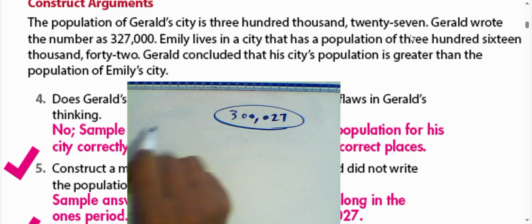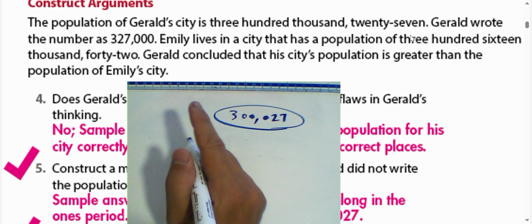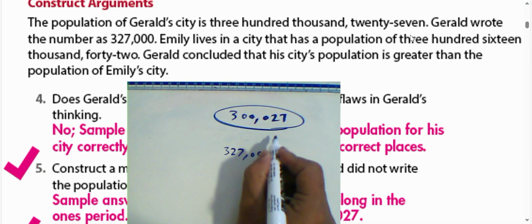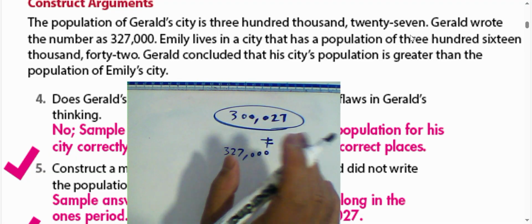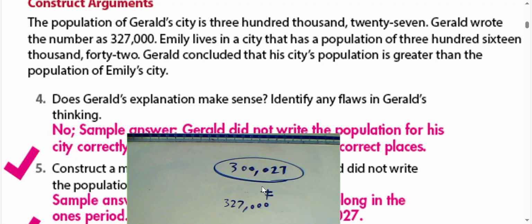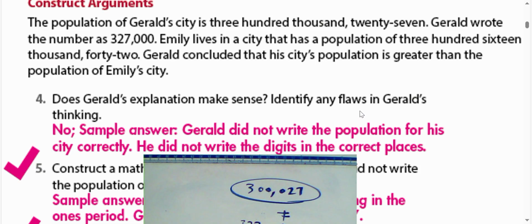300,027. It must be correct, but she wrote what? Or he writes 327,000. It's not equal, so it's false. He asked about this question. Number 1, does this explanation make sense? Identify the flawed thinking.